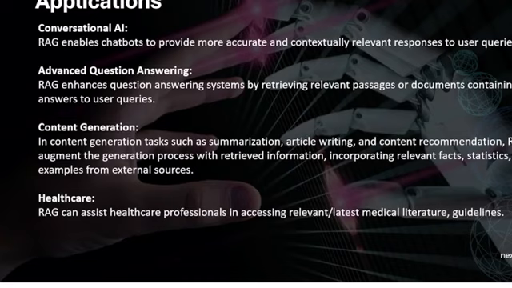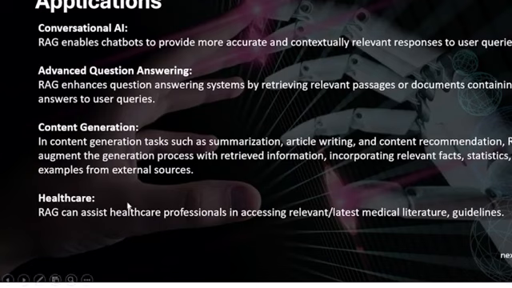Content generation. In content generation, such as summarization, article writing, and content recommendation, RAG can augment the generation process with the retrieved information, incorporating relevant facts, statistics, and examples from external sources. So it can also bring in information from an external source.